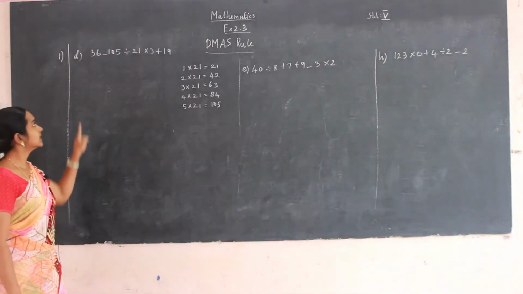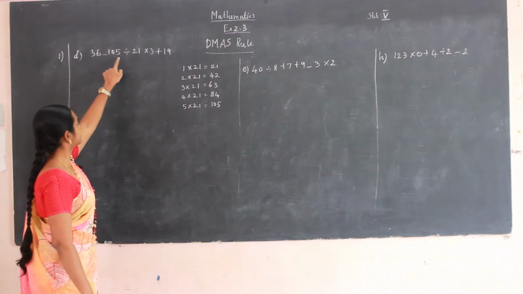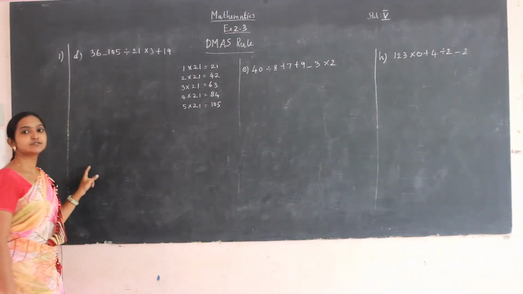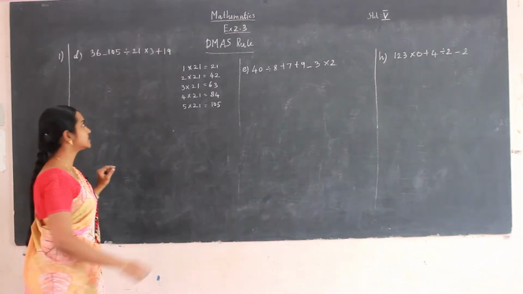The next one is 36 minus 105 divided by 21 into 3 plus 19. What we have to do first? We have to divide first.